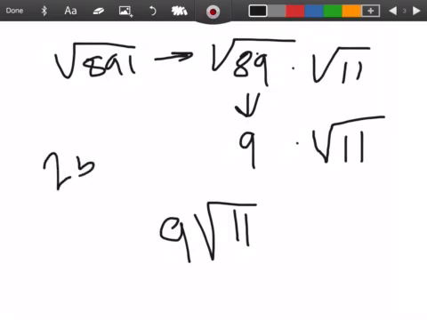But then for other numbers like 25, square root 25, it's just 5. There's no other square root involved in it.